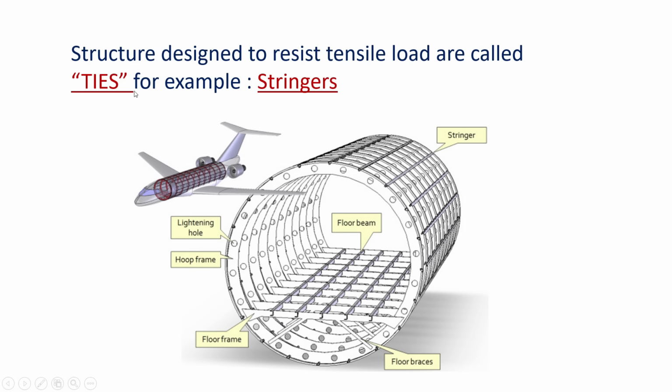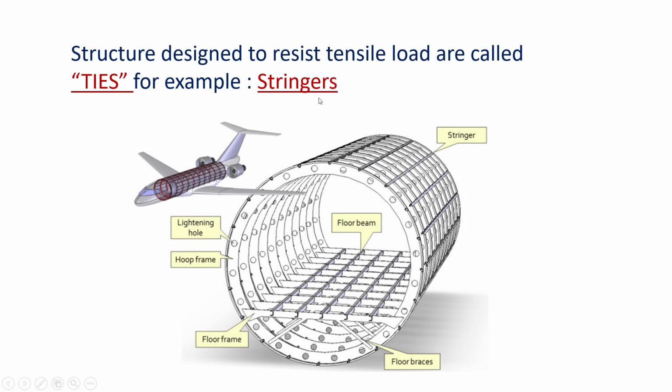And one example of ties is stringers. You can see in this, this is an aircraft, and a part of the fuselage has been cut out and placed here. And you can see the lengthwise running members. These are stringers, and they are also called ties. Ties is like an umbrella word, and stringer comes under the umbrella. So ties are designed so that we can restrict or resist the tensile loads.